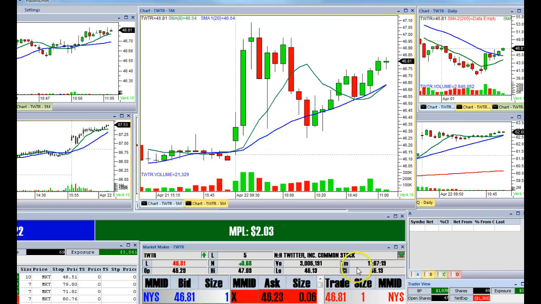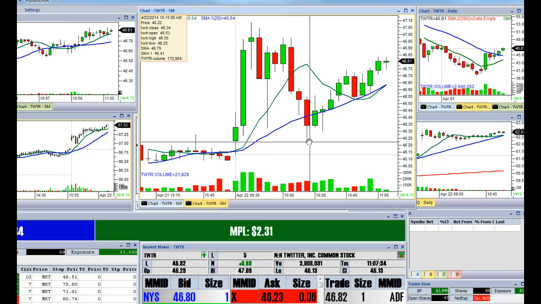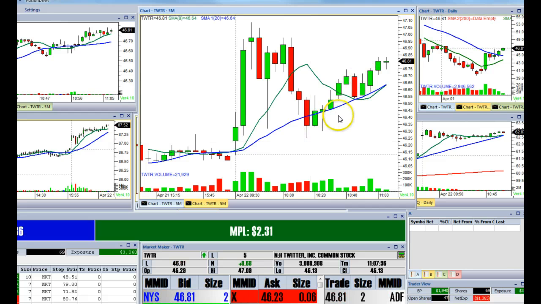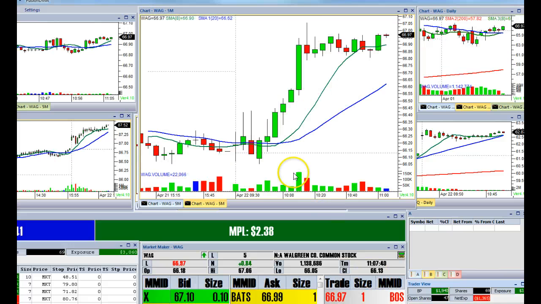And then Twitter, what I did with Twitter is it ran up, it pulled back, and then started to go higher. So I got in long right in here. And the stop is down here below, and so far that's working. So we'll go back to Walgreens. We only have a couple of minutes left, so I'm going to pause this until we really see what's going to happen. Bye.